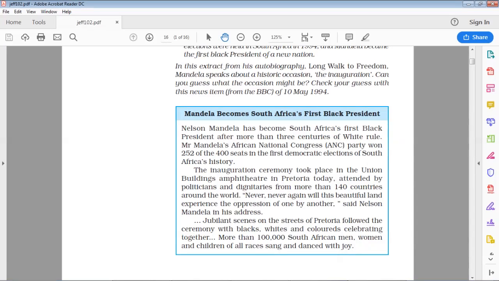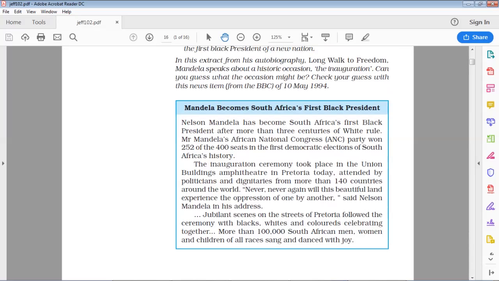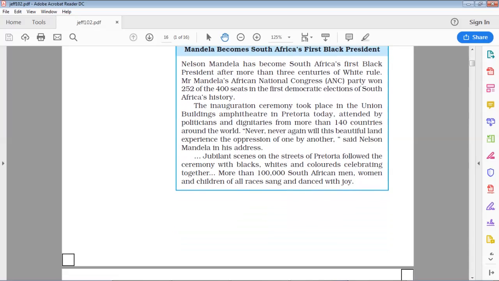After that, jubilant scenes, wonderful scenes on the streets of Pretoria followed the ceremony, with blacks, whites, and coloreds celebrating together. All the people, black and white, celebrated this day together. It is said that more than 1 lakh South African men, women, and children of all races, castes and creeds sang and danced with joy to celebrate the inauguration function, when he became the president of South Africa.